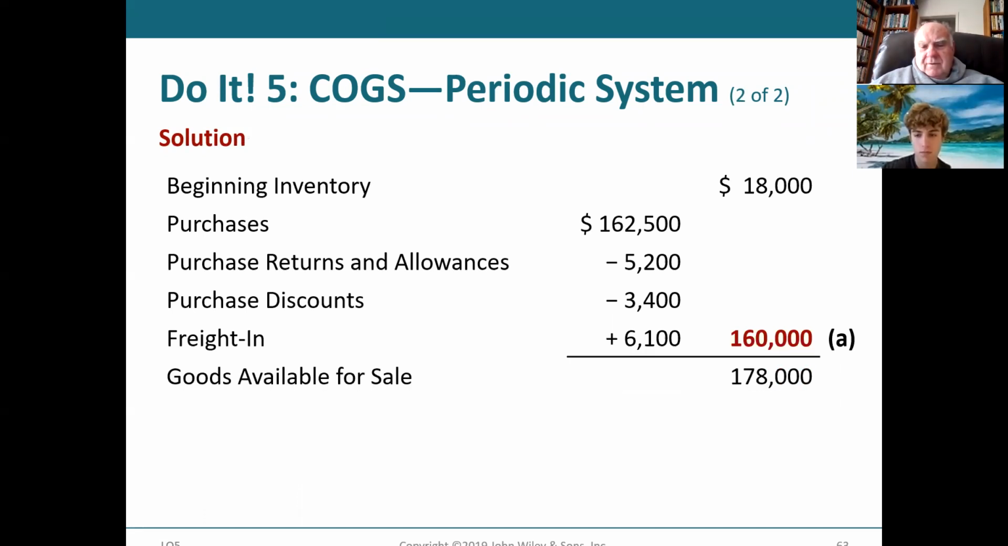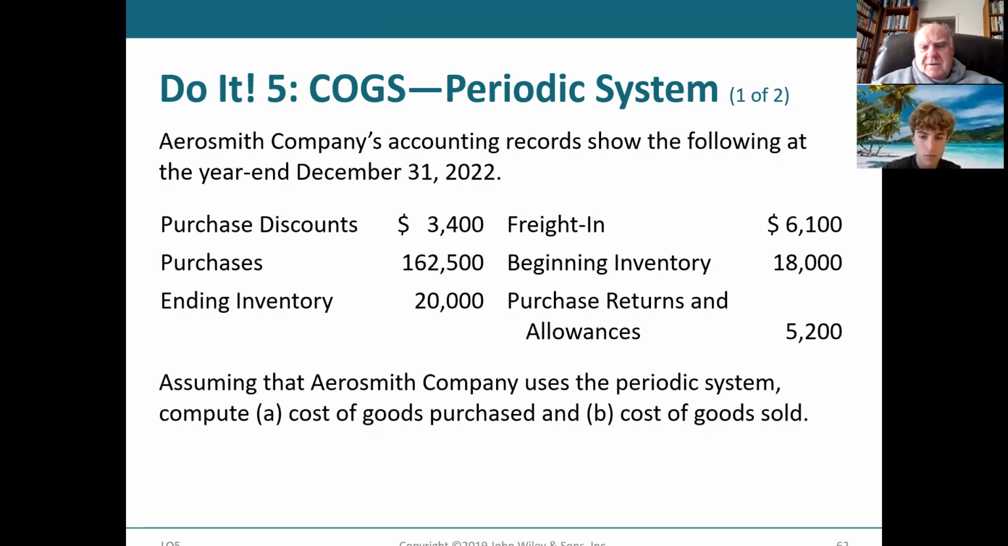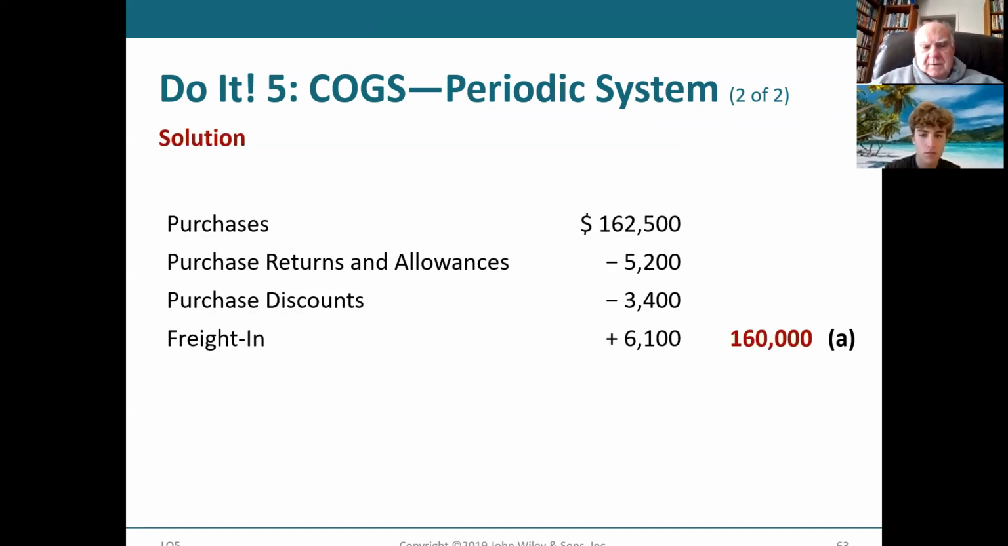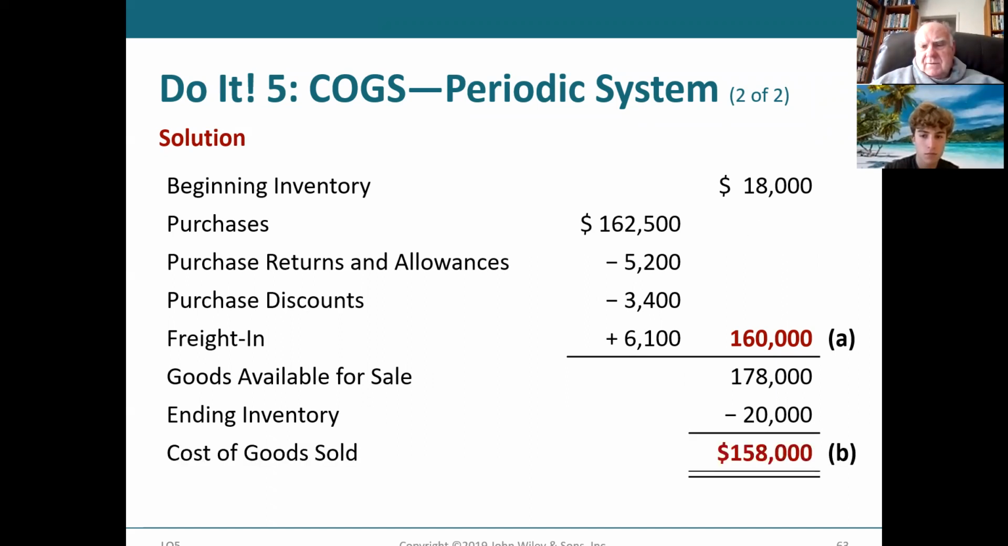So there you have it right there. You had a beginning inventory of $18,000. You add your purchases, and there you go, goods available for sale. They gave us an ending inventory of 20. That means the cost of goods sold was 158.